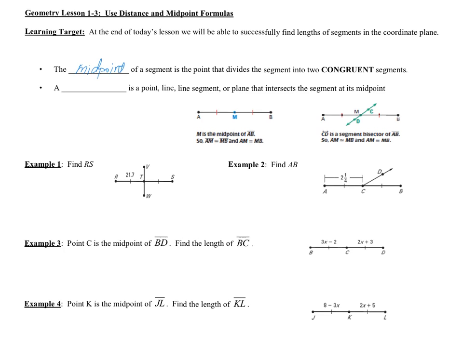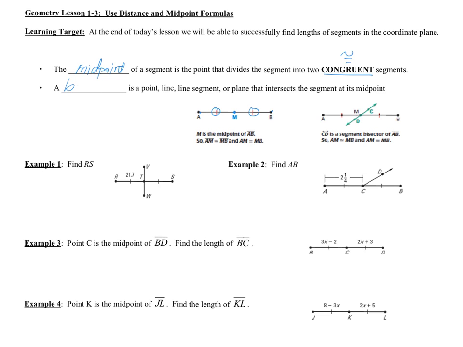The midpoint of a segment is the point that divides the segment into two congruent segments. So if I have a segment here, M will be my midpoint, and these two little markers here indicate that these two segments are congruent.